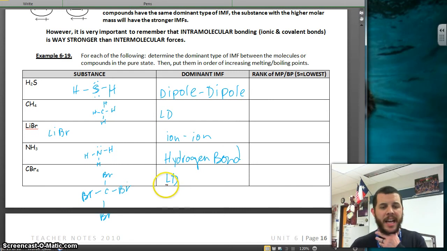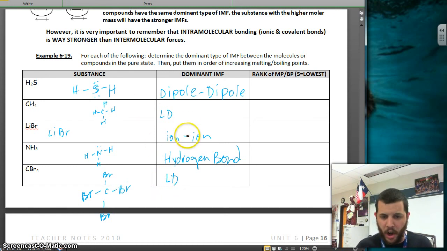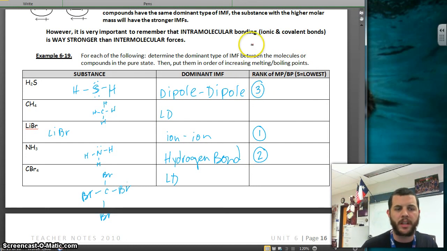So now, let's ask ourselves, what's the strongest intermolecular force up here? Well, ion to ion is always the strongest, so I'm going to give that number 1. What's the next strongest? Hydrogen bonding is the next strongest, so that one's number 2. What's the next strongest? Dipole-dipole, so that's going to be number 3. What's the next strongest? London dispersion.